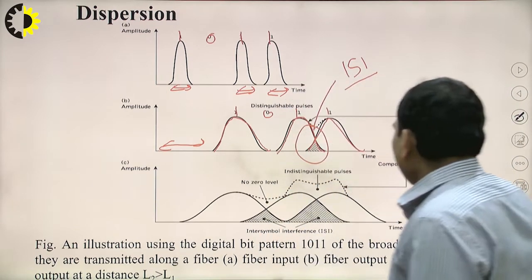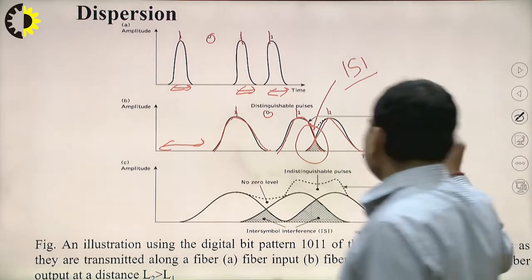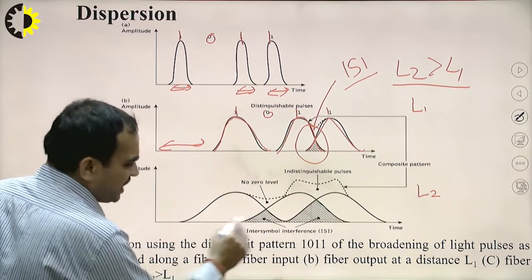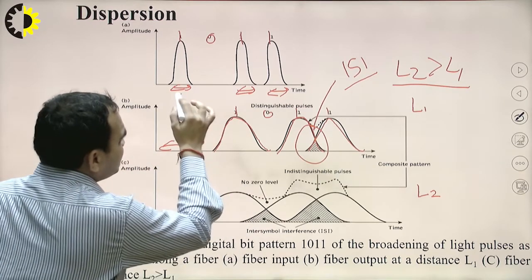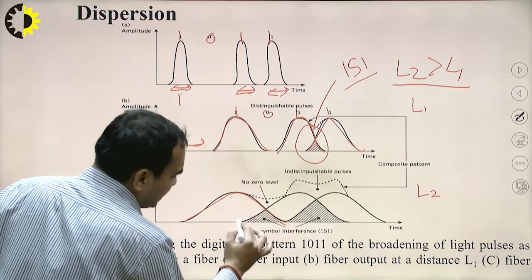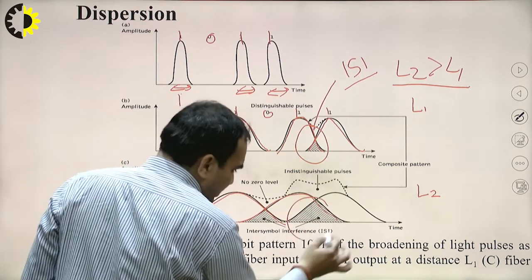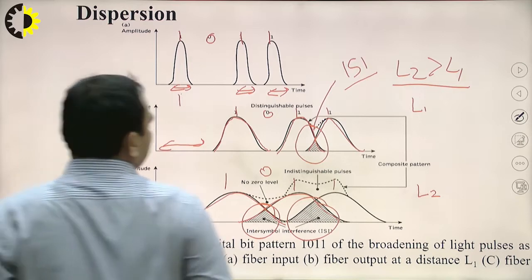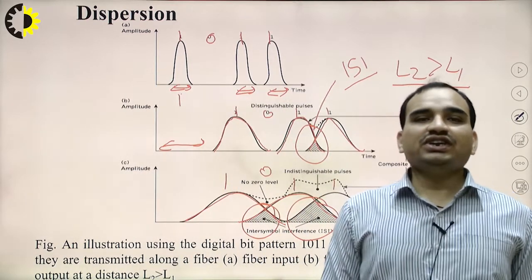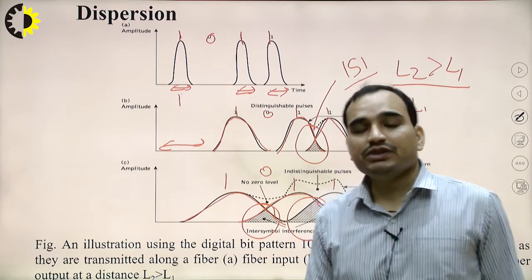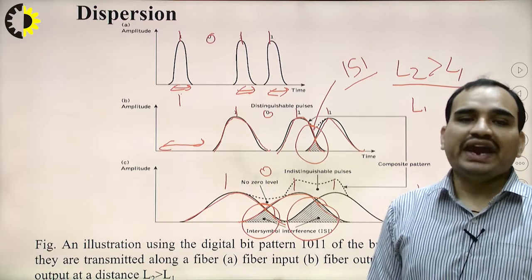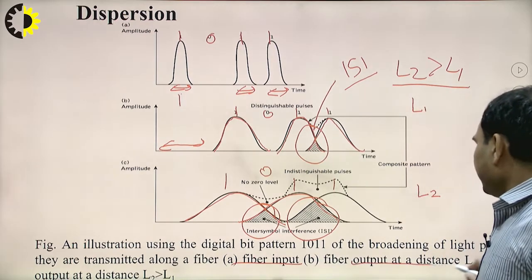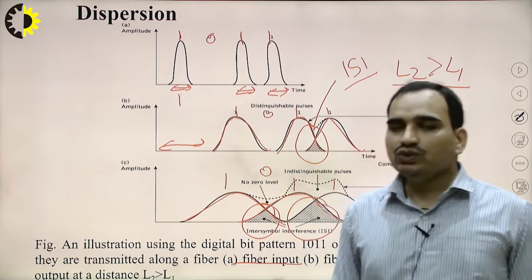In the next case, the pulses travel a greater distance, that is L2, where L2 is greater than L1. Then we can see there is more broadening of the pulses. With more broadening, even the first pulse may overlap with the third pulse, that is 1. Here we can say that there is more inter-symbol interference between the first pulse and the third pulse, and this may cause errors at the receiver side. So this is the figure illustrating, using the digital bit pattern 1011, the broadening of light pulses as they are transmitted along a fiber: the fiber input, the fiber output at a distance L1, and the fiber output at a distance L2, which is greater than L1.